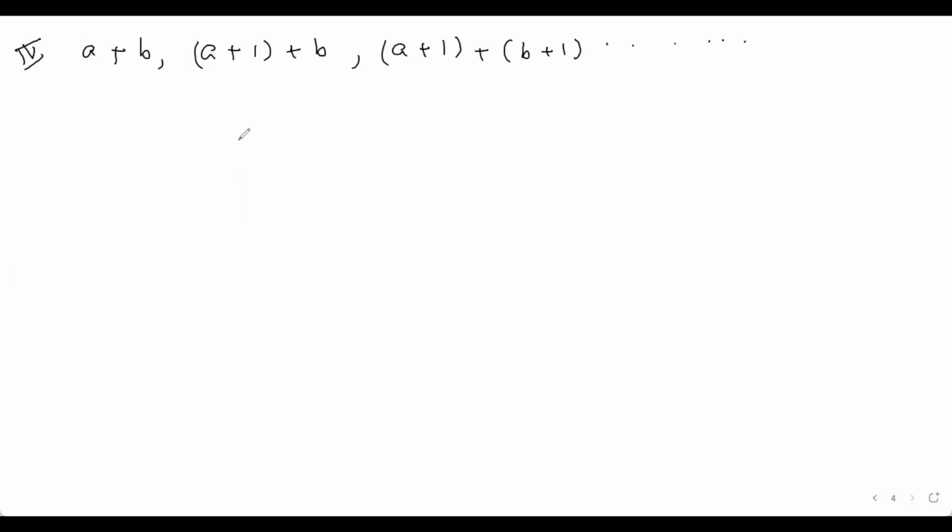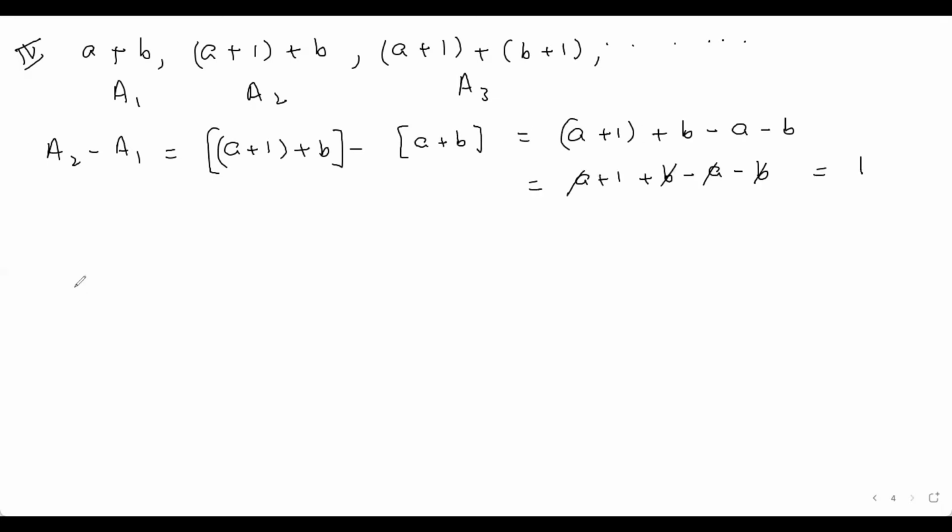Now in the fourth part, you have to check whether A plus B, A plus 1 plus B, A plus 1 plus B plus 1 forms an AP or not. Let me take this as A1, this is A2, this is A3. Now here A2 minus A1 is equal to (A plus 1 plus B), this is in one bracket, minus (A plus B). Just open the bracket, it is 1.